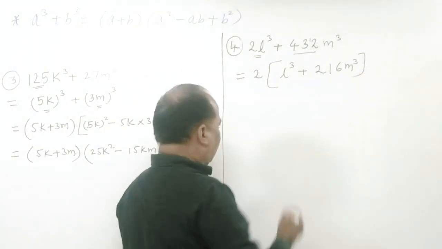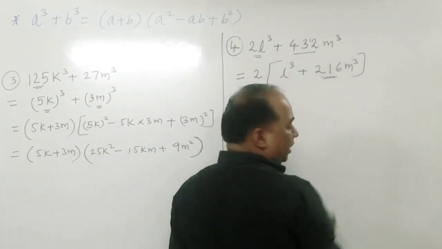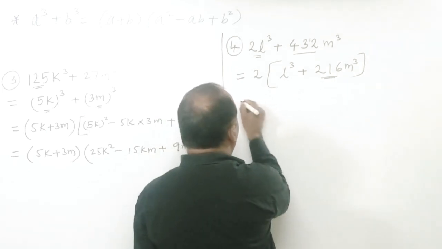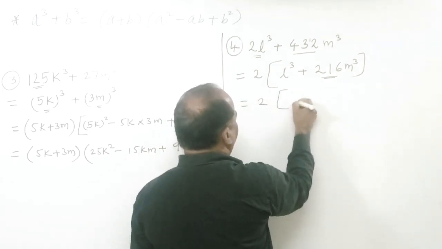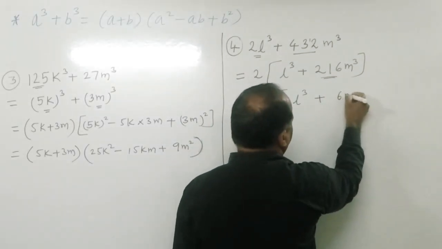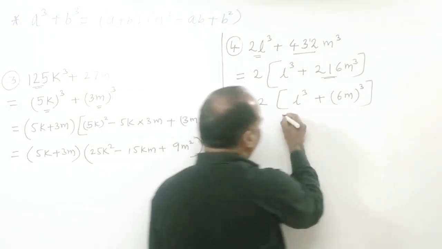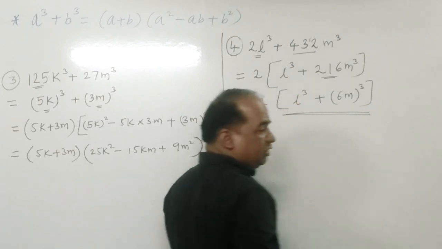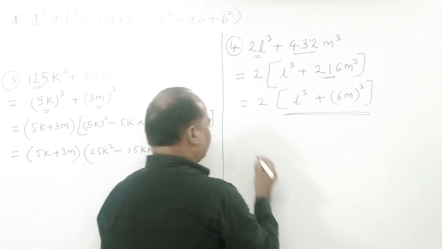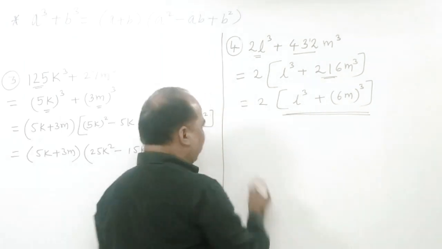Now here l cube is l cube, a is equal to l, and here 216 is the cube of 6. So write in the standard form like l cube plus the cube of 6m. Now you have to apply the formula a cube plus b cube for this term l cube plus 6m cube. So a is equal to l and b is equal to 6m.